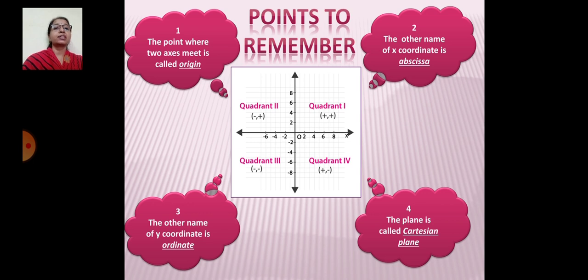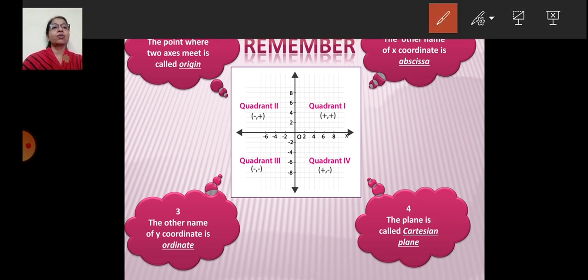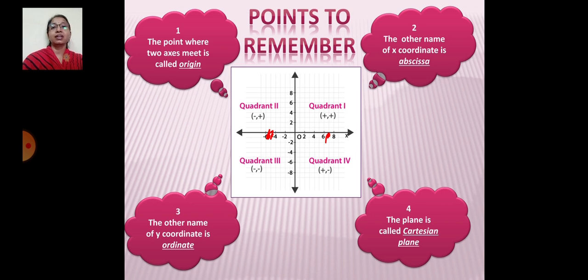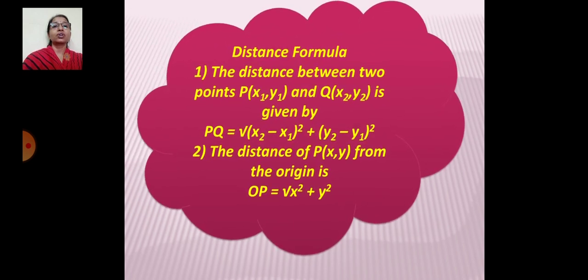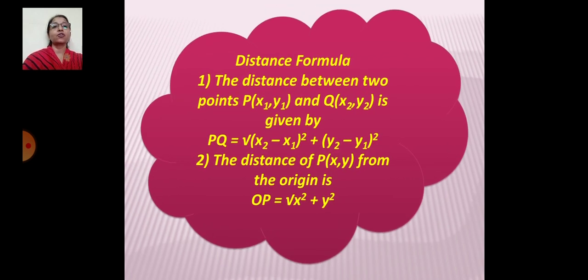Children, if I take 2 points on x-axis, suppose one point is here and another point is to the left hand side. How do we find the distance between these 2 points? By taking the larger coordinate minus the smaller coordinate. Right? This we have seen in 9th standard. Now if the points lie on the plane, meaning other than the axis, then how to find the distance? For that we have learned the distance formula.